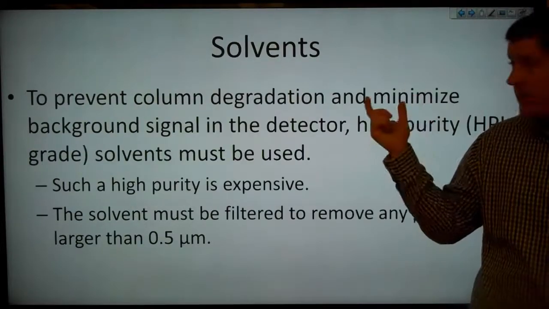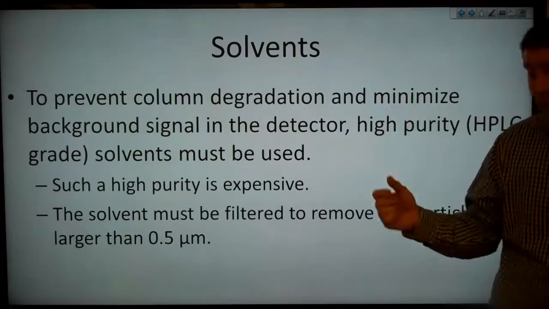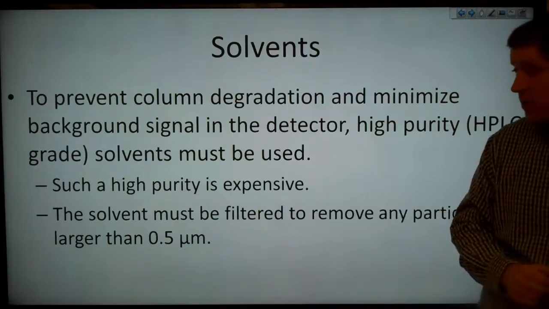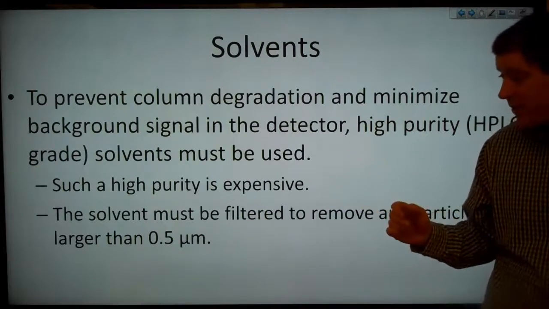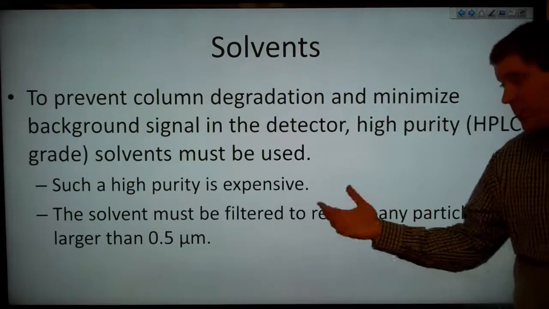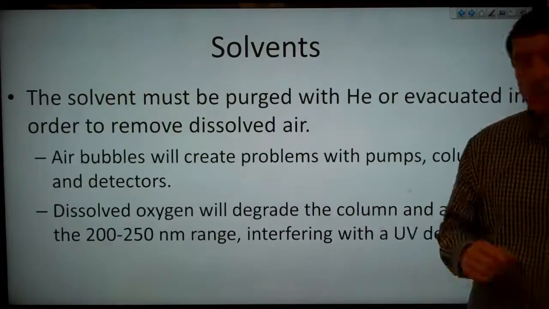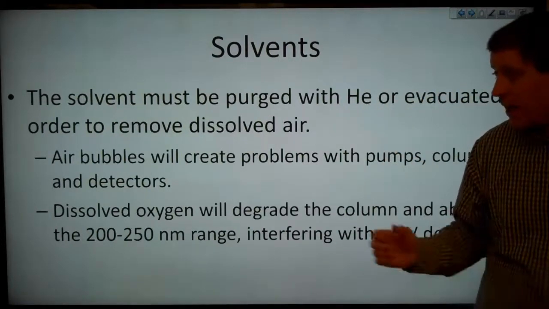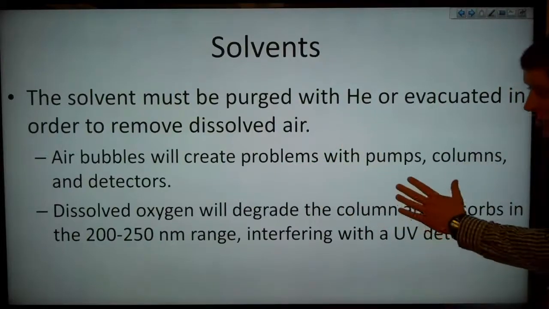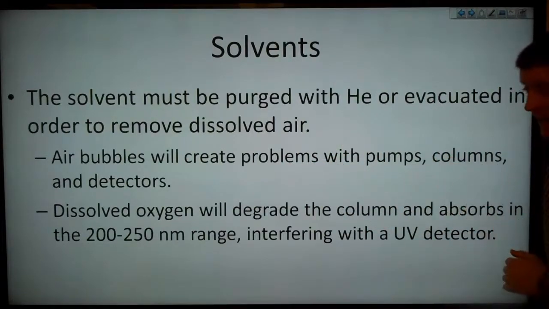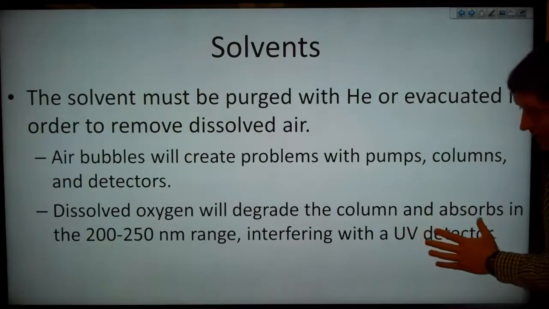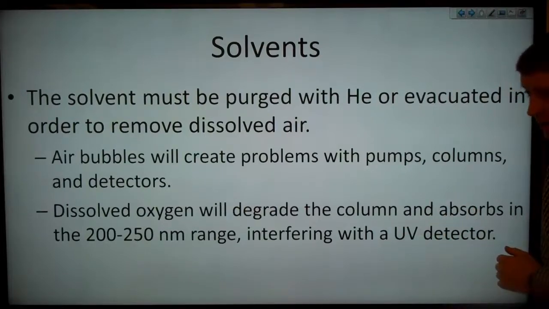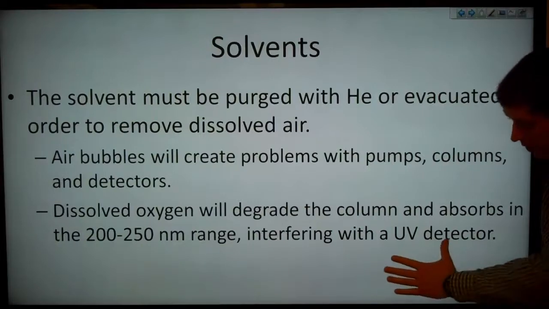So now let's talk about solvents. To prevent column degradation and minimize background signal in the detector, high purity, so HPLC grade, solvents have to be used. And such a high purity is expensive. The solvent must be filtered to remove any particles larger than 0.5 microns. The solvent also has to be purged with helium or evacuated in order to remove dissolved air. These air bubbles, if we leave them in, will create problems with the pumps, the columns, and the detectors. Dissolved oxygen will degrade the column, and it absorbs in the 200 to 250 nanometer range, thereby interfering with an ultraviolet detector.